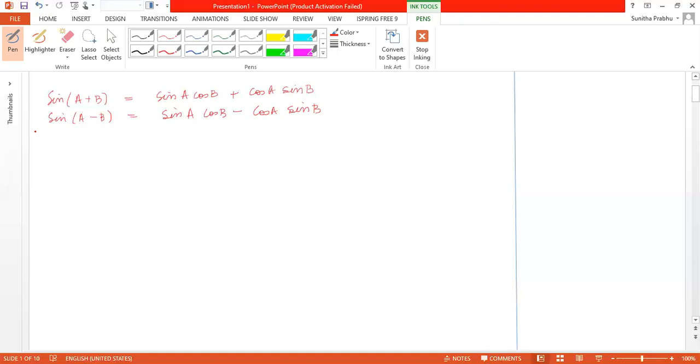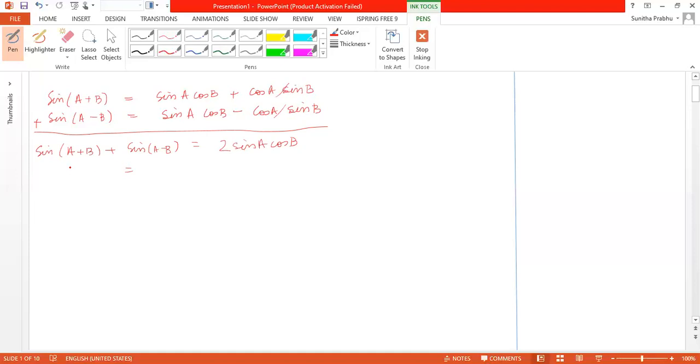Okay. So let's do one thing. Let's just add these two up. Adit, can you please help me add these two up? On the left hand side, sine of A plus B plus sine of A minus B is equal to 2 sine A cos B. So here, because I'm adding, these two will knock each other off. So I have on the right hand side 2 sine A cos B.